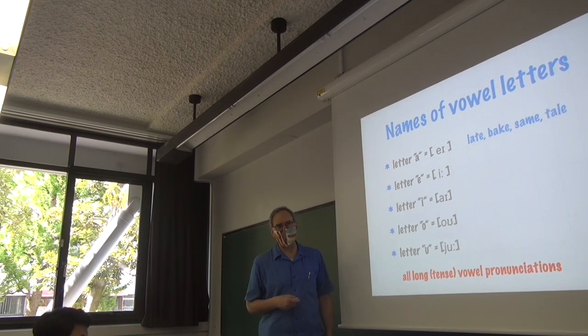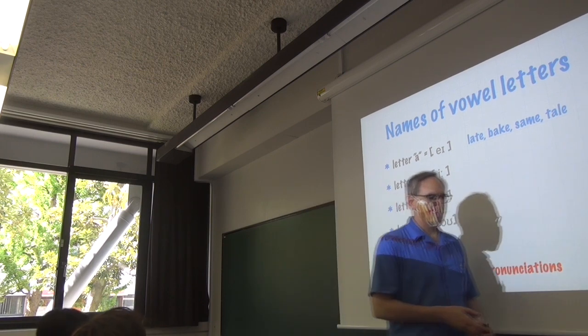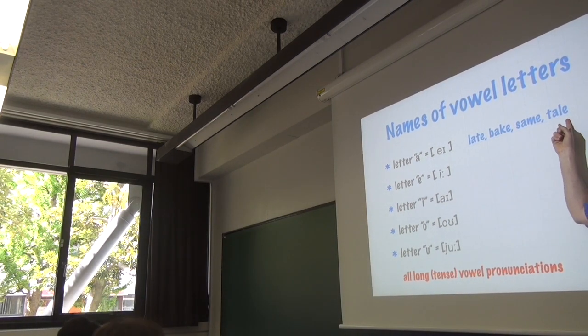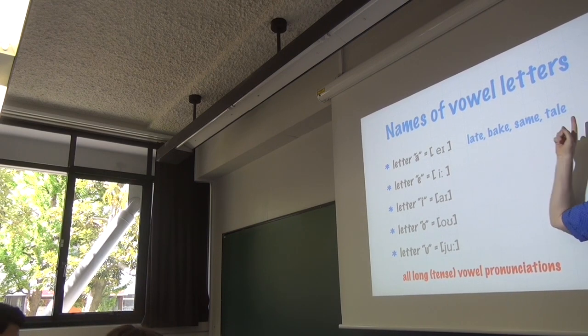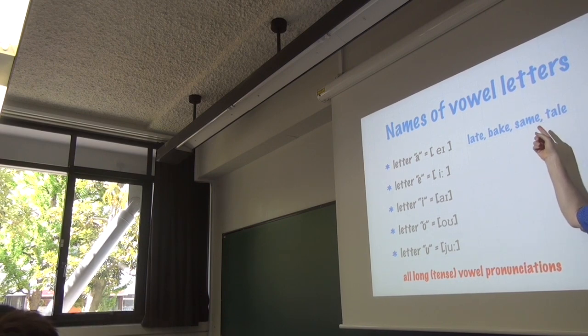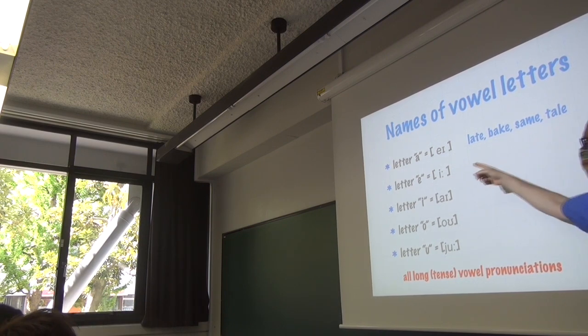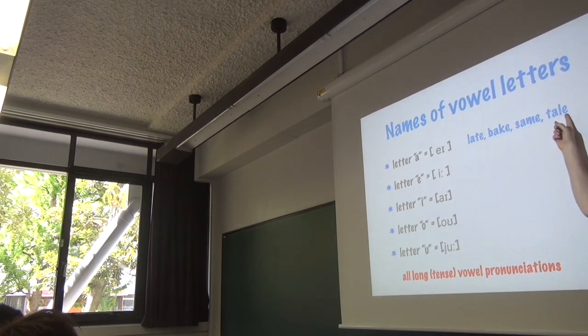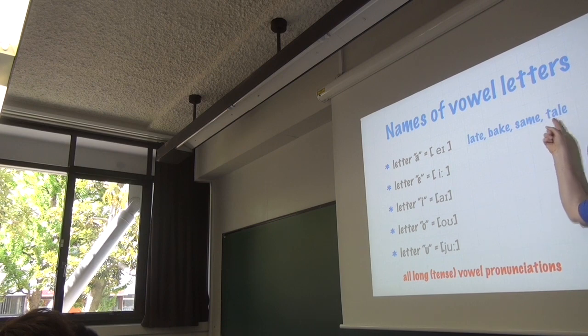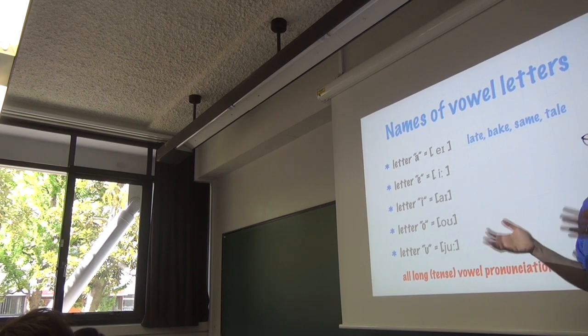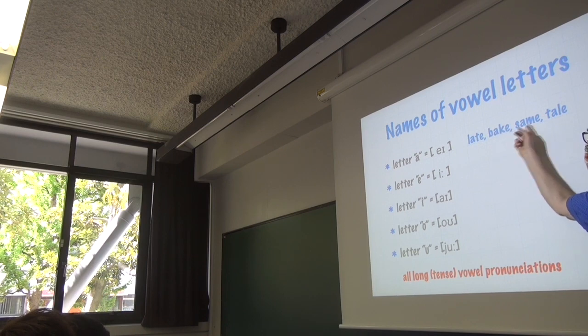So some examples. The A we see in words like late, bake, same, tail. If a word is spelled with this silent E at the end, we pronounce the vowel before it in the same way as the name of the letter. So if the word ends in the letter E, we don't pronounce the E. It simply indicates that the vowel before is lengthened and tense. So these are late, bake, same, tail.